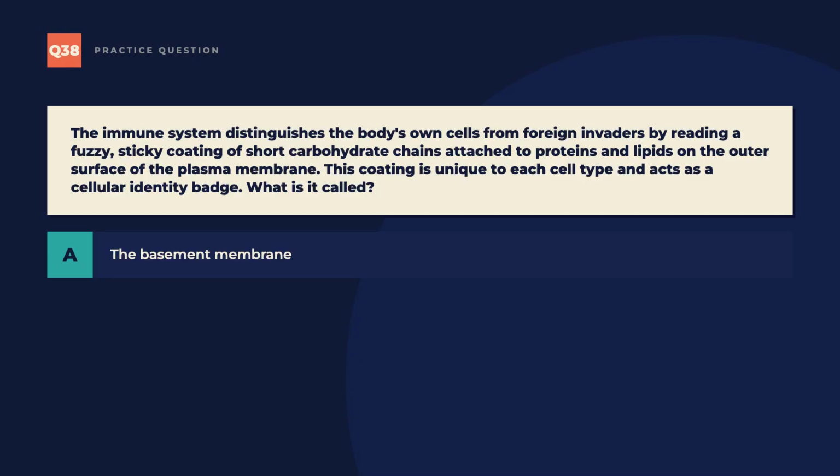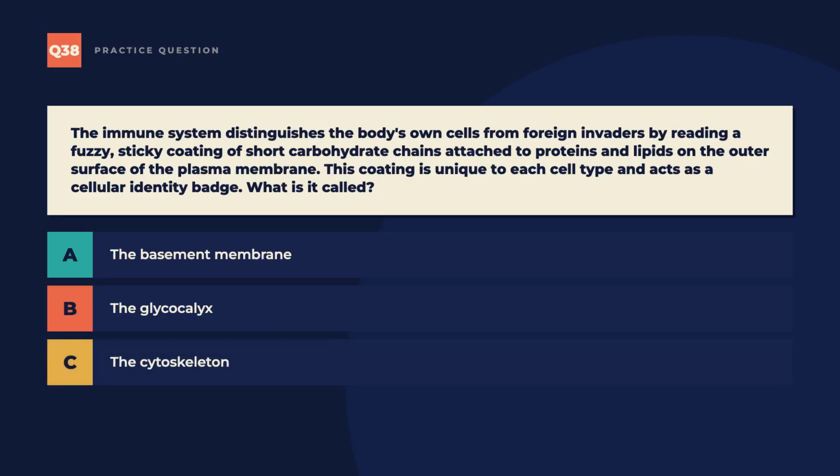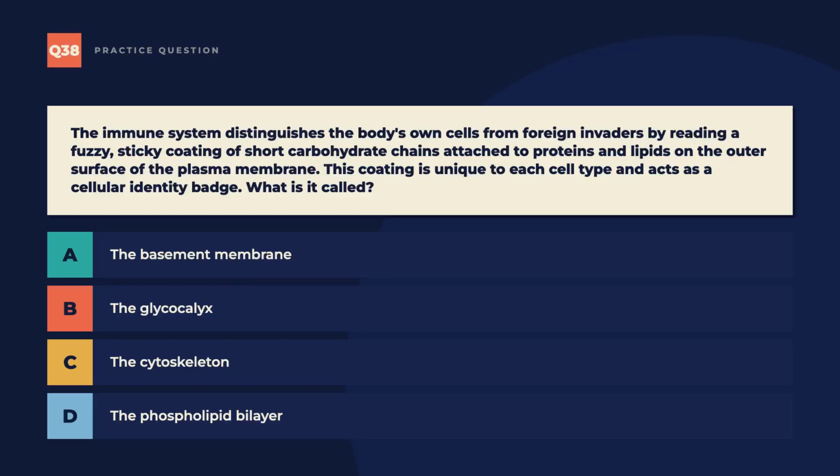The basement membrane, B. The glycocalyx, C. The cytoskeleton, D, the phospholipid bilayer. Which would you go with? Lock it in before the reveal.